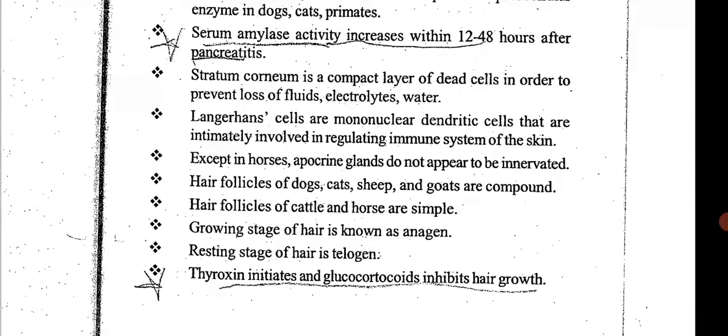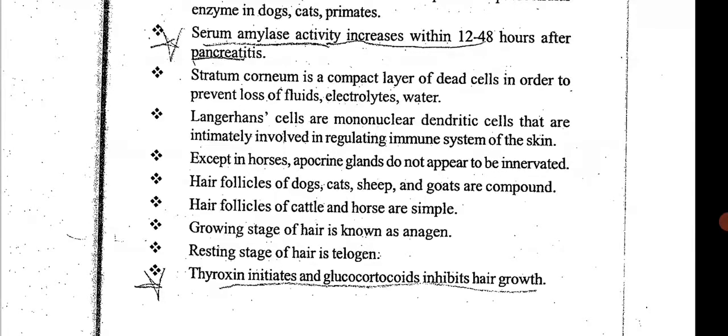Growing stage of hair is known as anagen. Resting stage of hair is telogen. Anagen is the growing stage. Telogen is the resting stage.